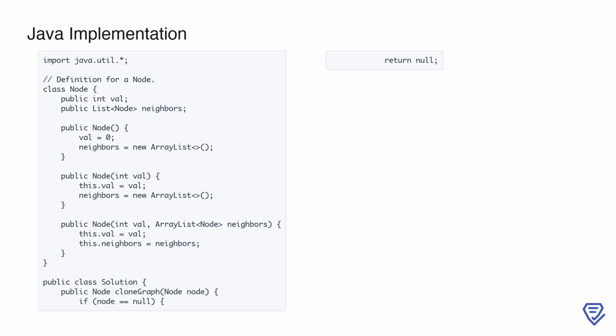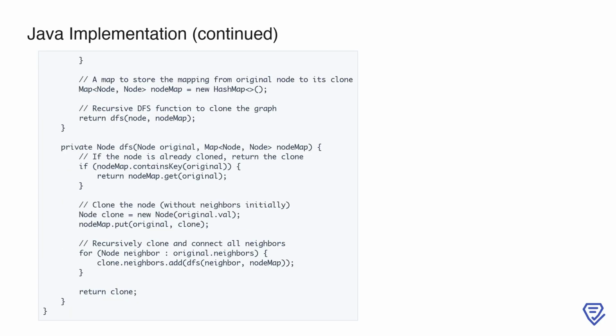The cloneGraph method begins by handling the base case. If the input node is null, meaning the graph is empty, the method simply returns null. This ensures we handle edge cases where the graph has no nodes. Next, we introduce a map called nodeMap, which is a hash map that keeps track of the mapping between original nodes and their clone counterparts. This is crucial for ensuring that each node is cloned only once and for maintaining the relationships between nodes.